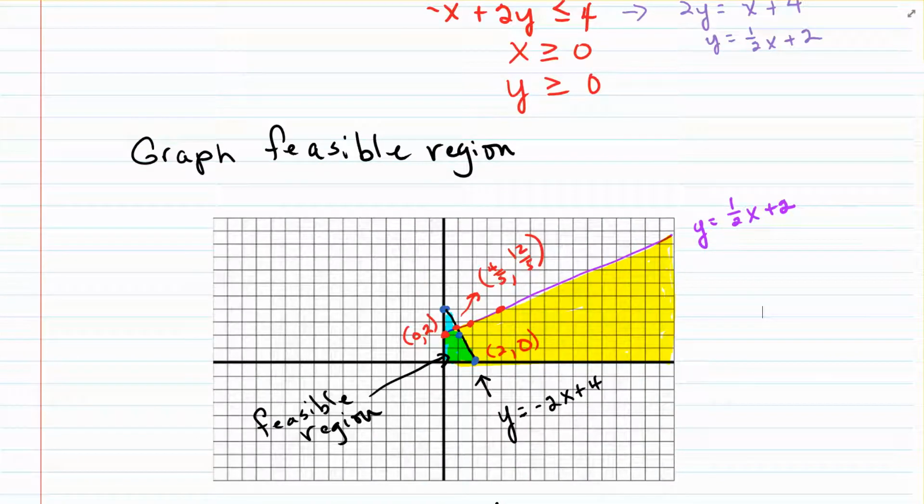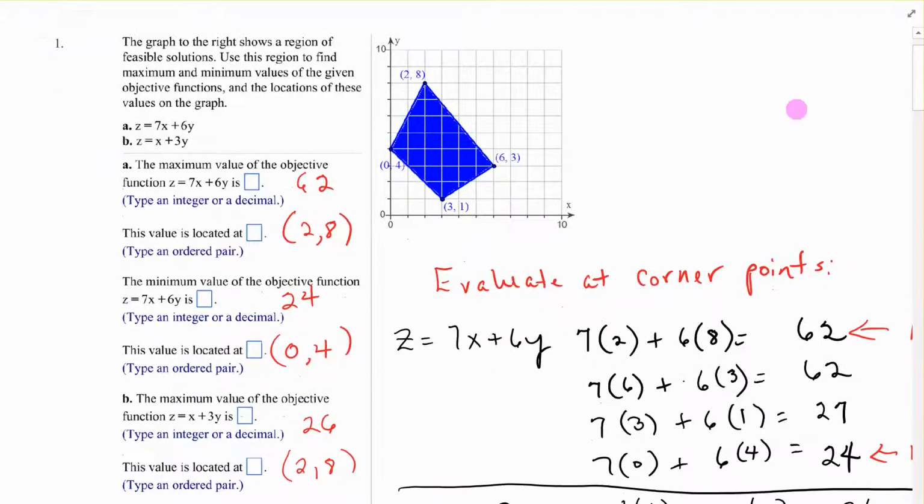Let's look at the problems for 3.2. All right, for the first one, it says the graph to the right shows a region of feasible solutions. So we've got this given region. It has the corner points already designated. Find locations of the minimum and maximum values of the given functions. So we have A is one function, and B is a different function. So we're going to do everything 2 different times.